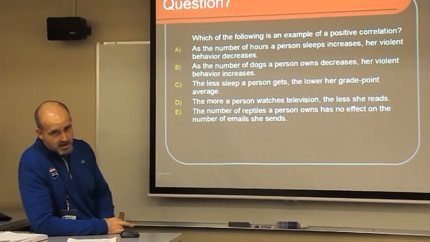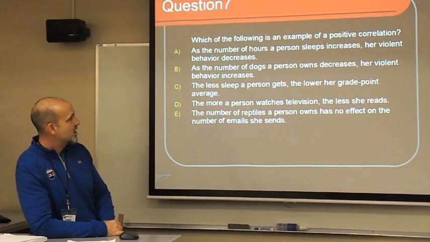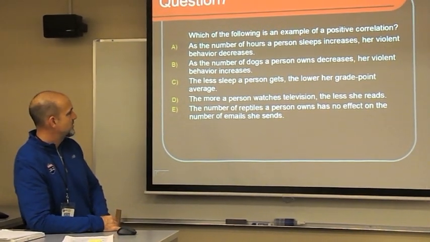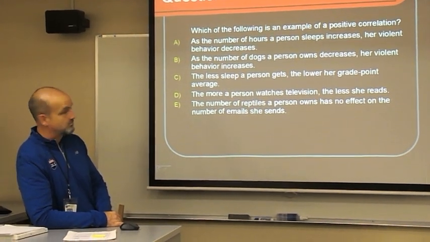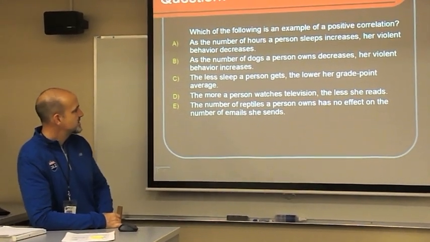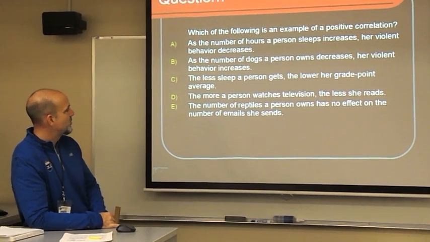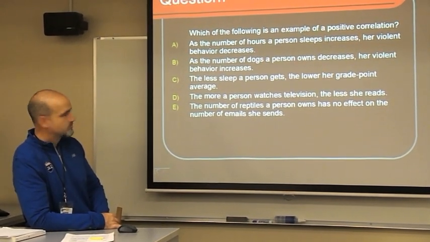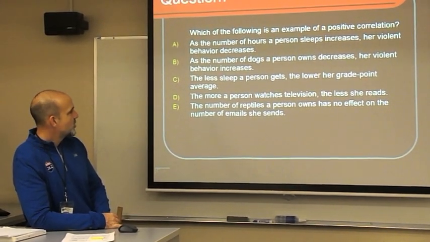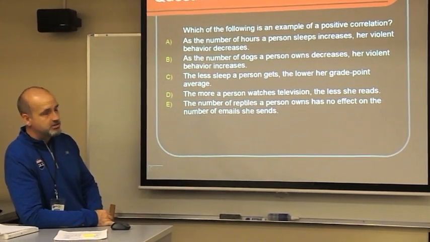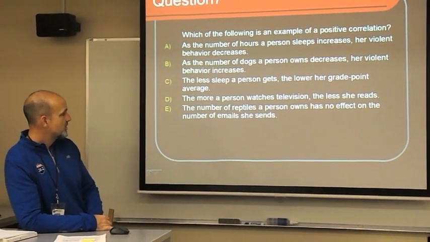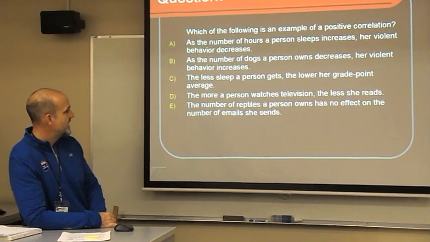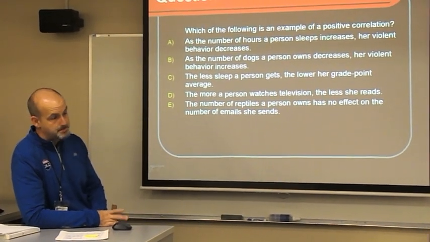That didn't seem like the same direction. B, as the number of dogs a person owns decreases, her violent behavior increases. C, the less sleep a person gets, the lower her grade point average. D, the more a person watches TV, the less she reads. E, the number of reptiles a person owns has no effect on the number of emails she sends.